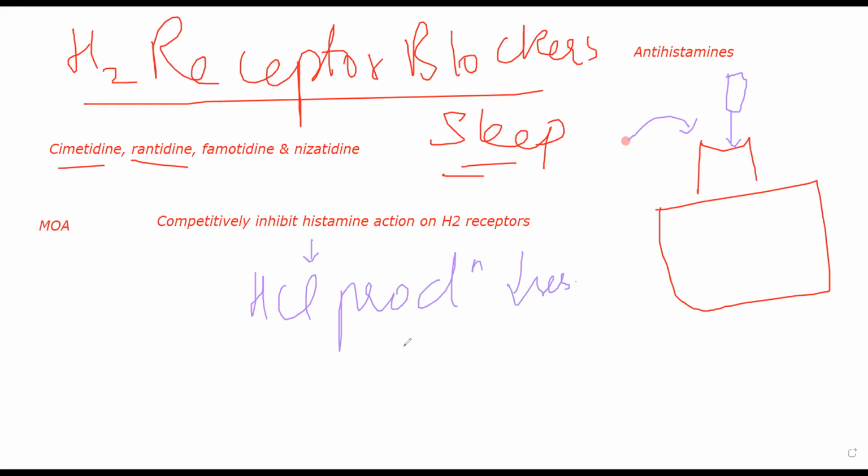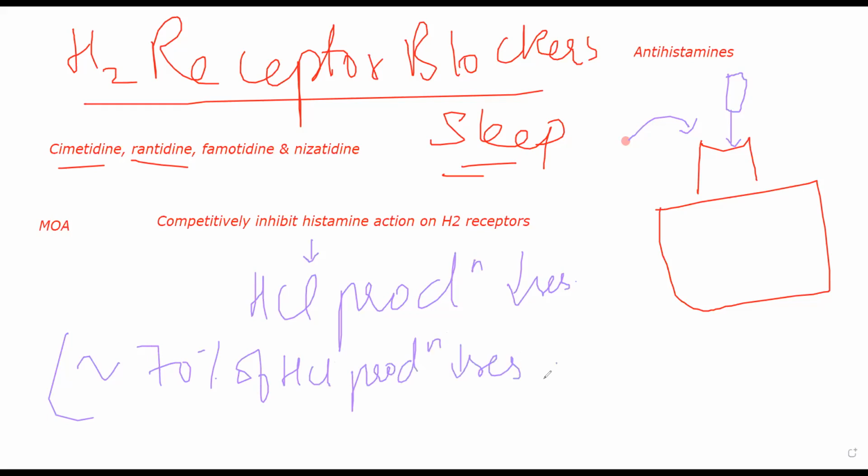Okay, and you will see that almost 70% of HCl production decreases within one dose. By giving only a single dose, you will see a significant improvement in the patient's condition. You will also see a decrease in pepsin levels. Pepsin is another enzyme that I didn't discuss yesterday that also has an effect on HCl. It can also cause production of HCl.